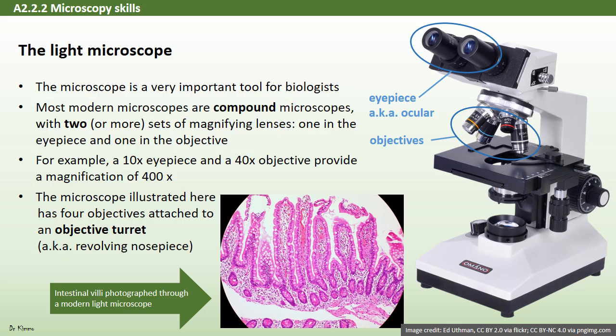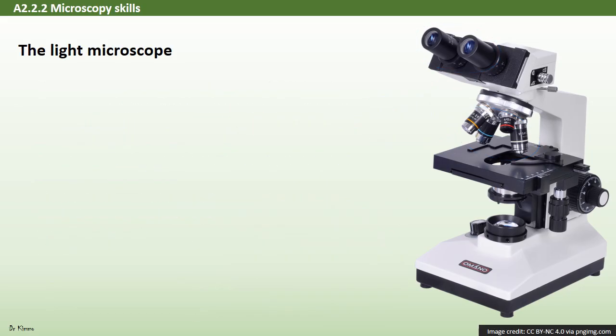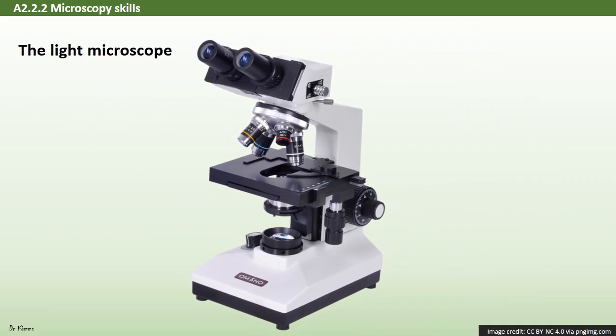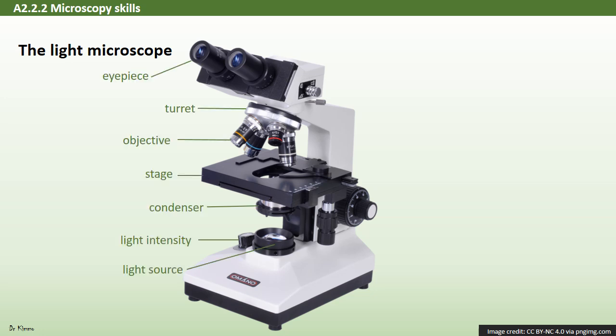The microscope illustrated here has 4 objectives attached to an objective turret, also known as a revolving nosepiece. Now let's have a look at the different parts of a microscope. Starting from the top, the eyepiece, you might have 1 or 2 of them. If you have 2, it's important that you adjust them so that they fit the distance between your pupils. Then you have the turret. This one has 4 objectives on it. Under the objectives, there's the stage. This is where you put your specimen.